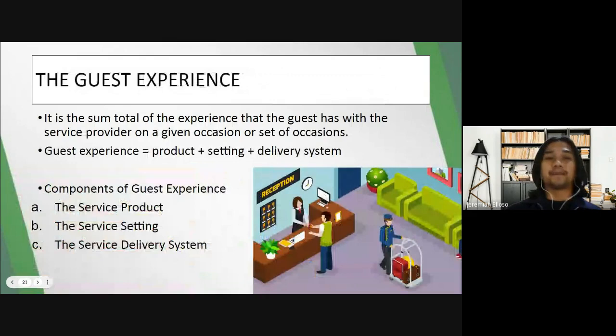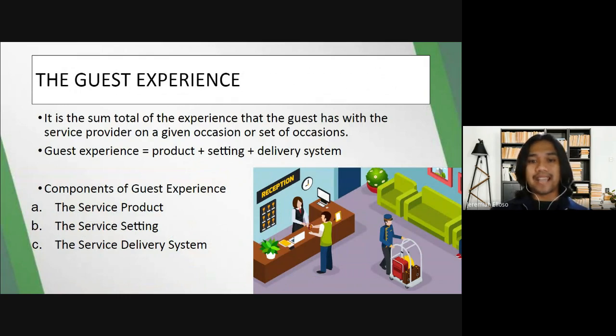So let's start. The guest experience is the sum total of the experience that the guest has with the service provider on a given occasion or set of occasions. So, in summation, guest experience is equal to the product plus setting plus delivery system. And actually, in the next slide, we will be talking about the details of these components of guest experience.